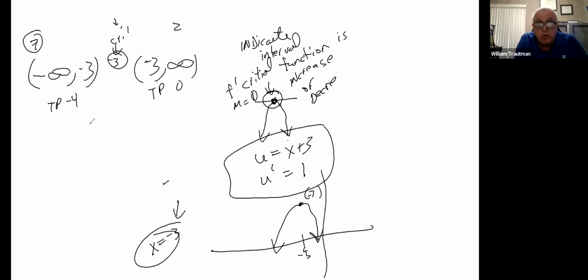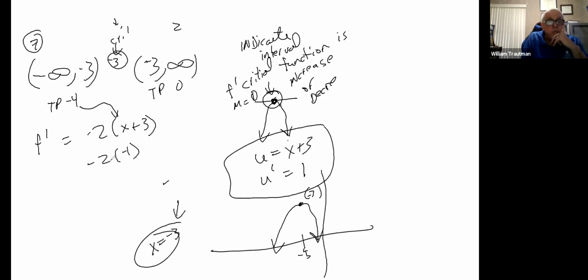By the way, my derivative, once again, I'm going to put my derivative here. We brought the negative 2 in front, and then it was x plus 3, right? That was the derivative. Brought the negative 2, subtract 1, yes. So we put a negative 4 into the test point, and I get negative 2 times negative 4 plus 3, which is negative 1, and I get a positive 2. It doesn't matter what number I get other than that I know it's positive. That means it's an increasing function.